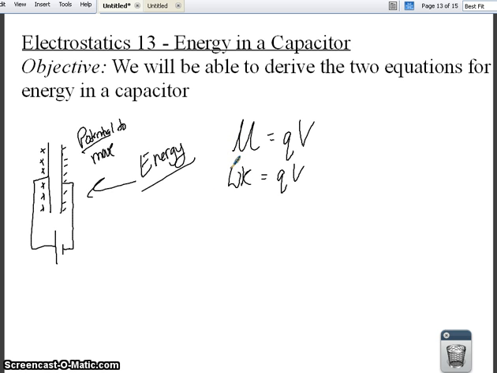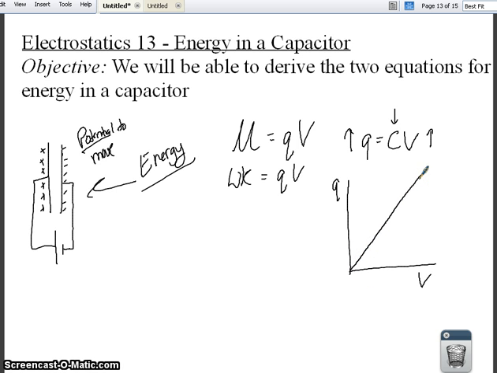Well, in a capacitor, we know that the equation is Q equals C times V. We know C is a constant, and we know that Q and V are both directly related. So as Q goes up, V goes up. And so if we graph this, a plot of Q versus V, when Q goes up, V goes up. And so we would get a nice straight line like this.